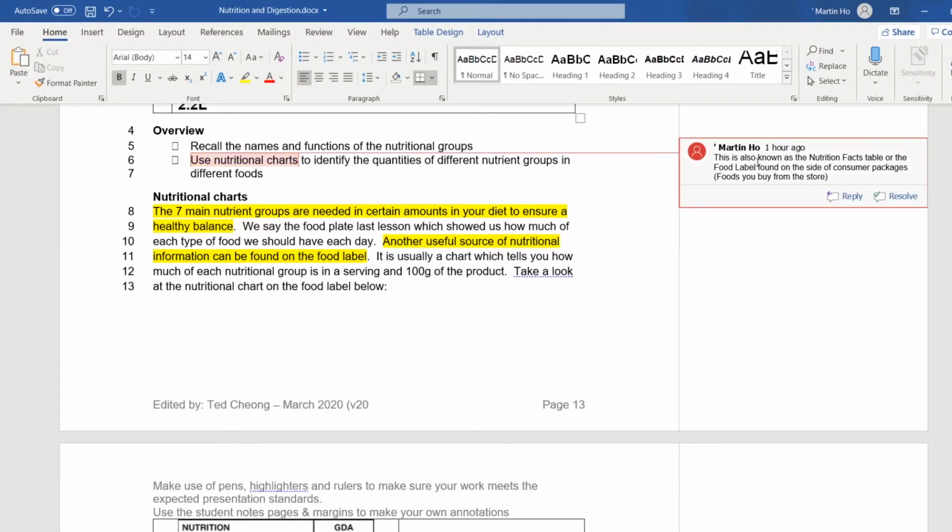And I've made a note for nutritional charts here. This is also known as the nutrition facts table or the food label found on the side of consumer packages, the foods that you buy from the store. So things like your cereal boxes, your sweets, and even your cans of Coca-Cola will have these nutritional facts or food labels that tell you a brief breakdown of what you will find in that product.